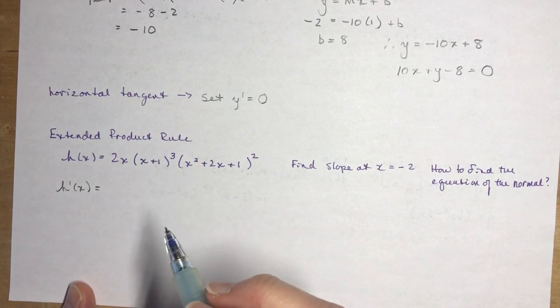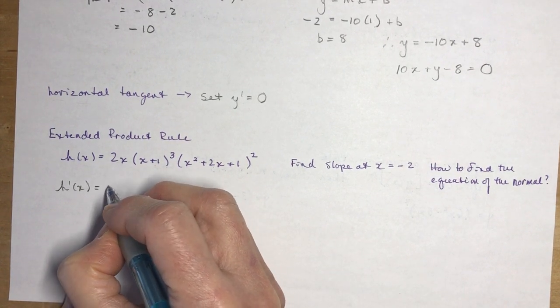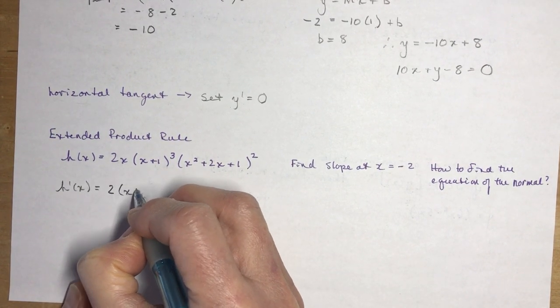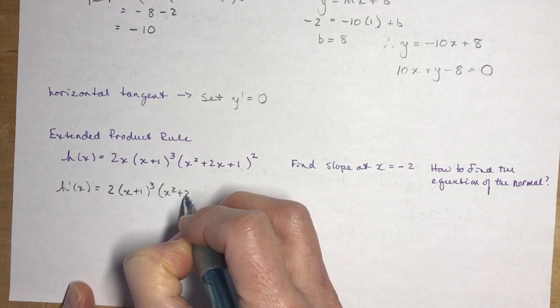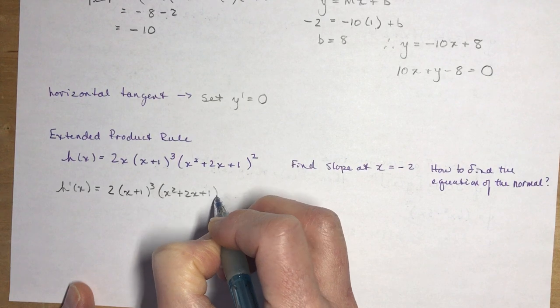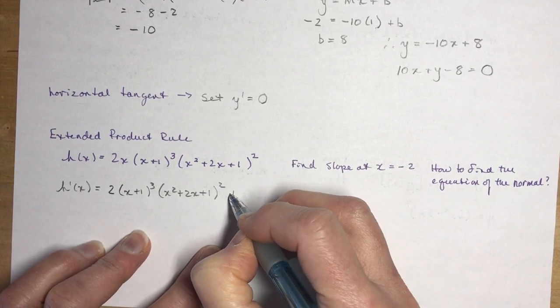So you do piece by piece. For instance, if I take the derivative of 2x, I would get 2, and then I still have this. I leave all of this by itself. This is a question from your textbook. That's the first part. Now I'm going to do this three times.